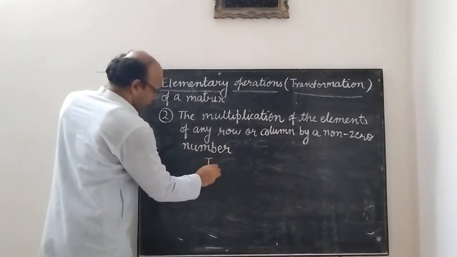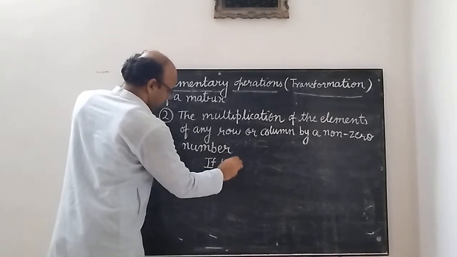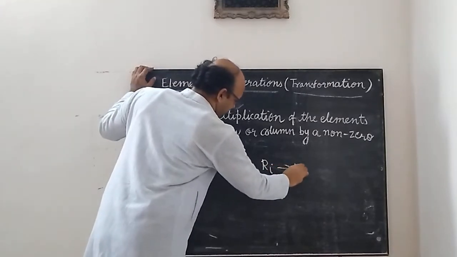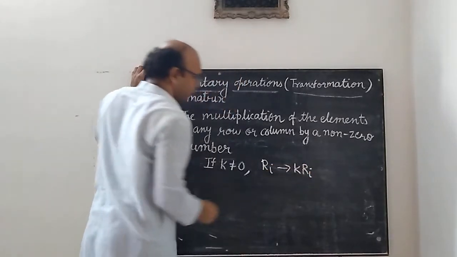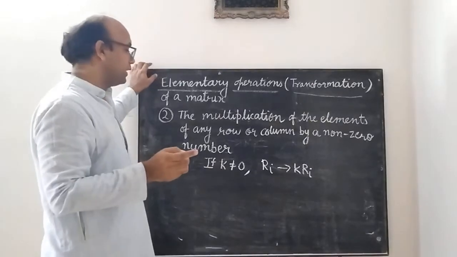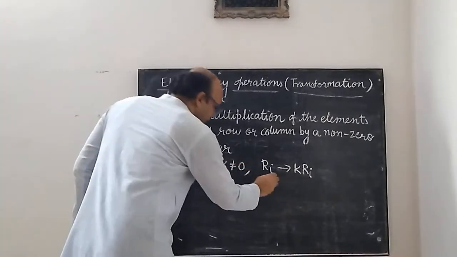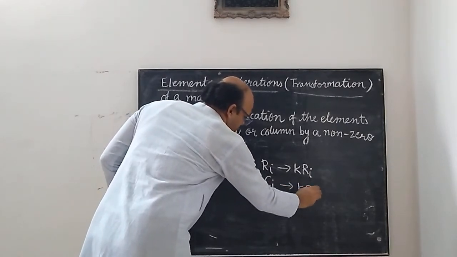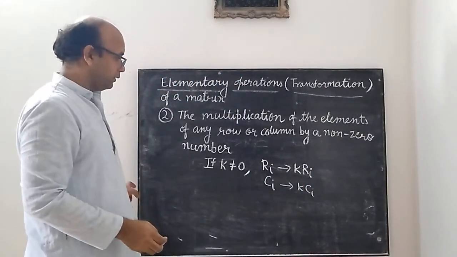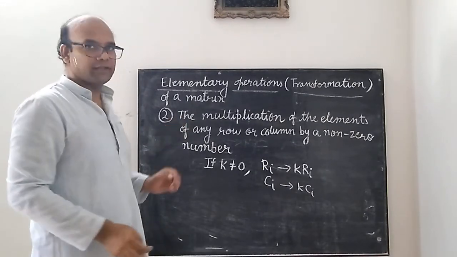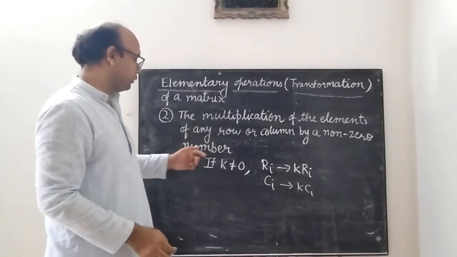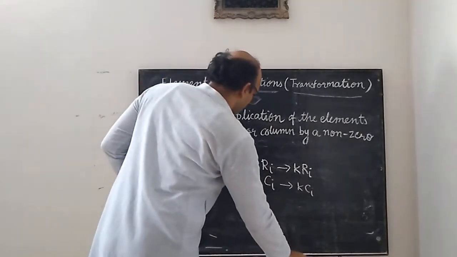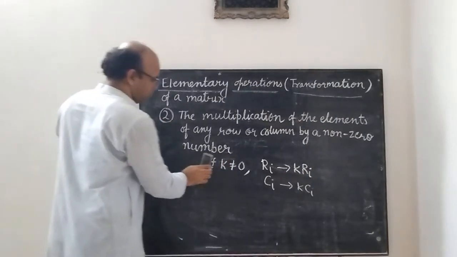So if k is a non-zero number, then we write this as Ri is k times of Ri. That means we are multiplying all the elements of the ith row by k. Similarly, if I write Ci is k times of Ci, it means we are multiplying each element of the ith column by the non-zero number k. Okay. Now I just illustrate this one with the help of an example.